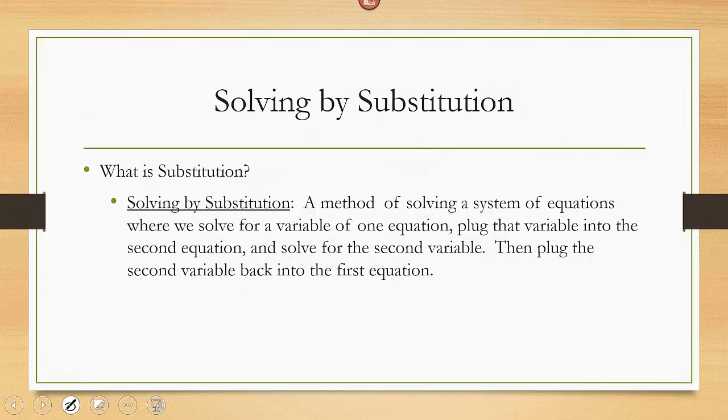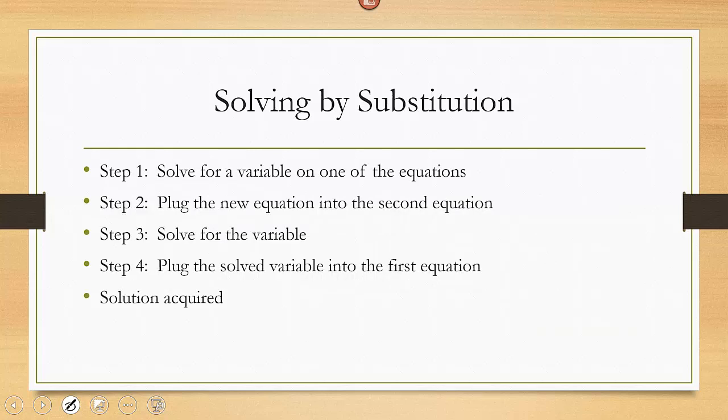So, what is substitution? Solving by substitution is simply a method of solving a system of equations where we solve for a variable of one equation, plug that variable into the second equation, and then solve for the second variable. Then we plug the second variable back into the first equation. This sounds like a lot of work, but trust me, it's not that bad. I swear. Alright, so moving on.